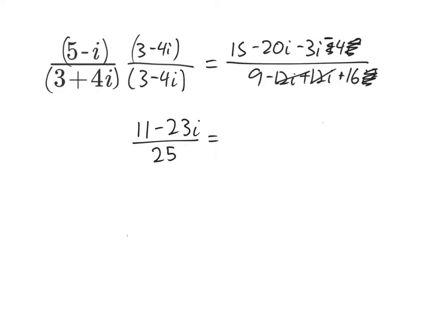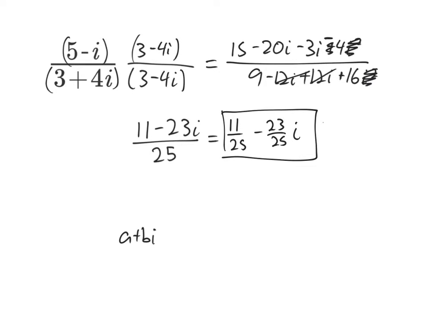Now, it wants us to put it in the form of a plus bi. This is not in the form of a plus bi. But if I separate them into their own denominators, you'll end up getting 11 over 25 minus 23 over 25 i. And this is in the form of a plus bi. In other words, a is 11/25 and b is negative 23/25, which means you can see the real and the imaginary part.